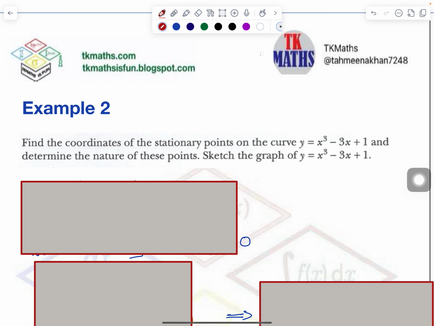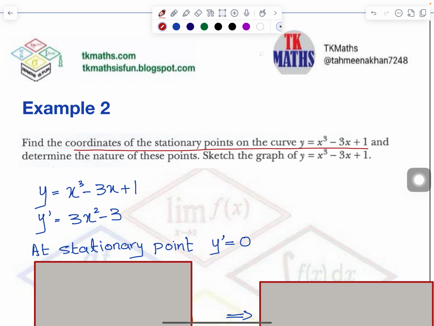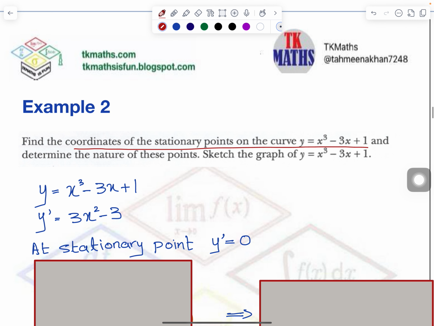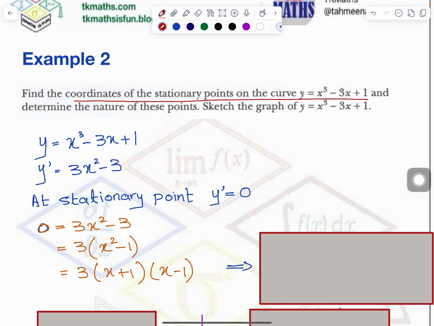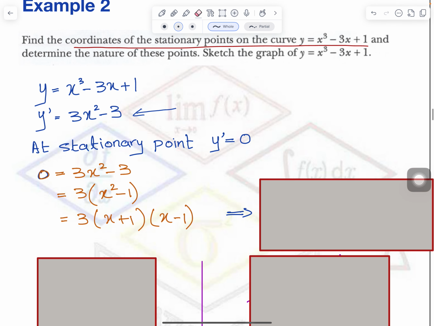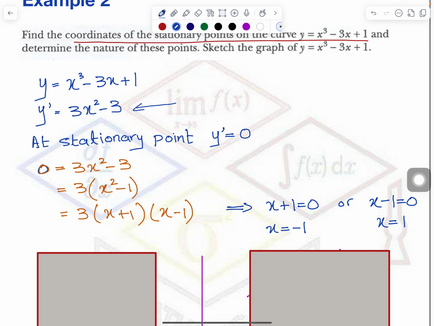So let's do this. Find the coordinates of the stationary point on this curve. Exactly the way I did earlier. You will differentiate it and put it equals to 0. Because at a stationary point, dy over dx equals to 0. Rate of change is 0. So when you will put it equals to 0, this is your first derivative. You get the value of x. So the value of x is plus 1 and minus 1.